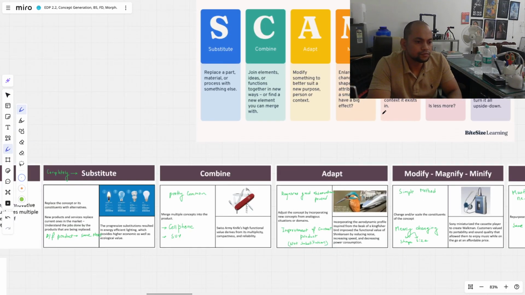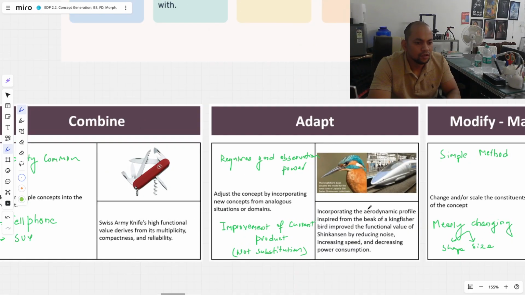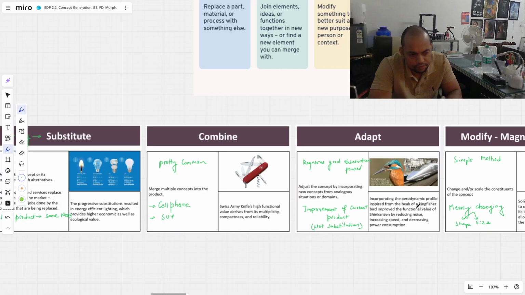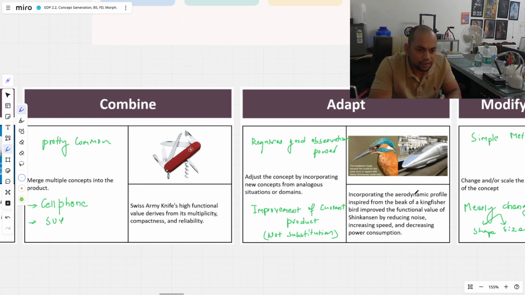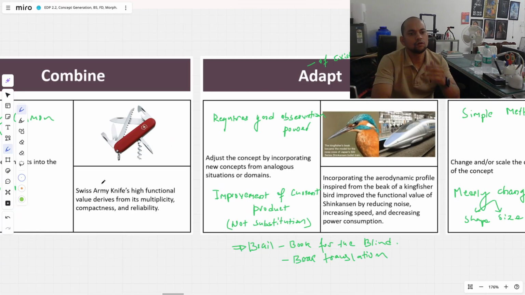Now, one more way of thinking is adaptation. So here, like your substitution method, you are not completely changing the whole product. You are just adapting it. So remember, in adaptation, what we are doing is adapting an existing product to a new purpose.